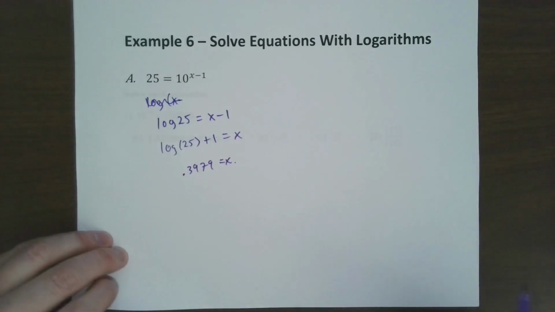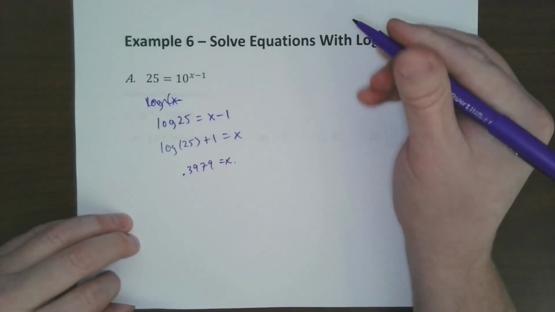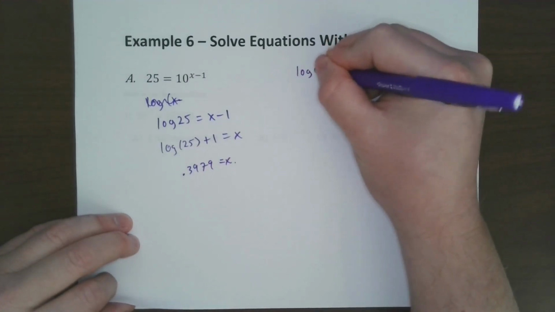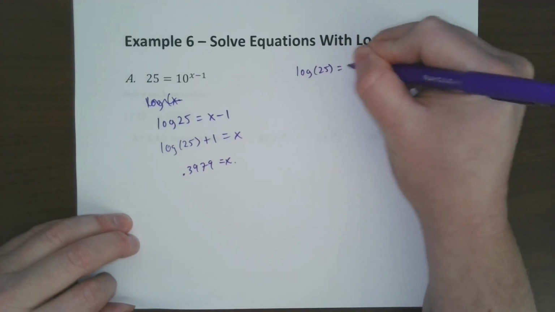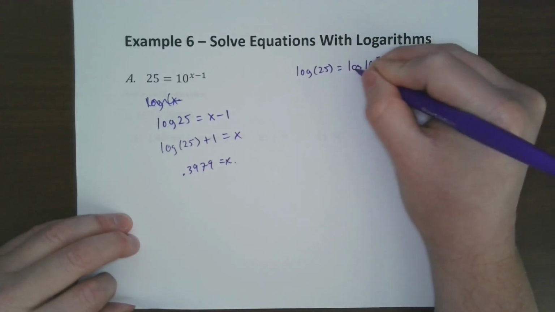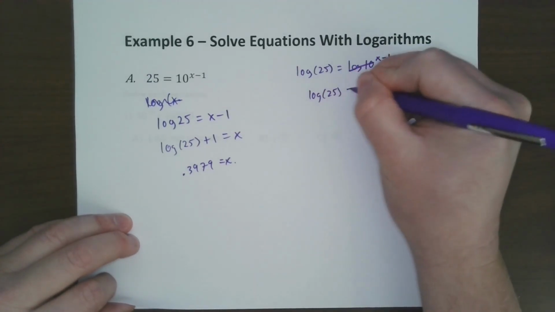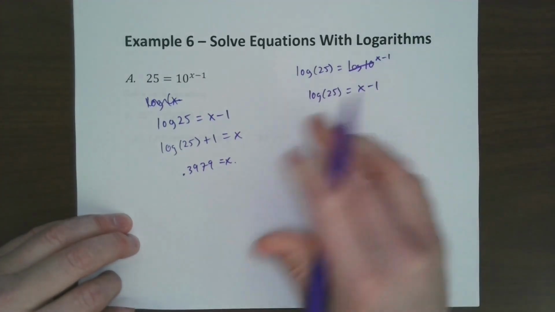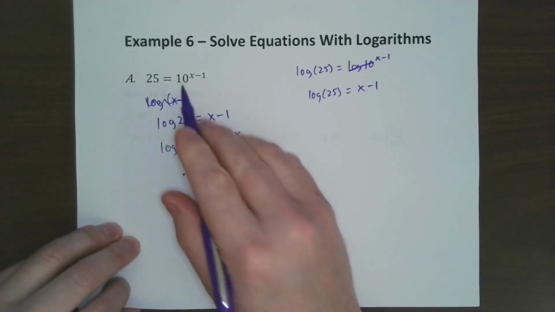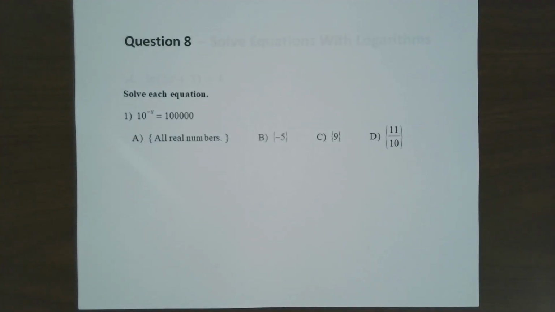Let me reteach this in a different way. If we know base 10, we need to get rid of that. What cancels out base 10? Well, the answer is log. So you log both sides, and what happens is these cancel out. So you're left with log of 25 equals x minus 1. That's a similar approach, however it makes more sense to you. But if you ever see base 10, you're just going to use log. Go ahead and try this problem.